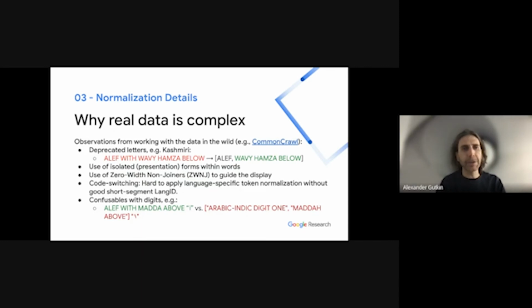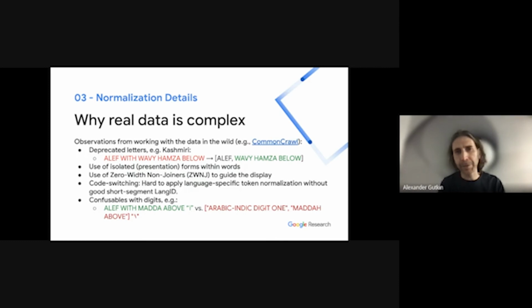Why is the real data complex? While working with the real data, such as Common Crawl, which is a huge sample of the internet, essentially, we see a lot of uses of deprecated letters. We see a lot of uses of isolated or presentation forms within words, which is clearly an artifact of older keyboards or older versions of Unicode when some of those letters were not available as individual code points.